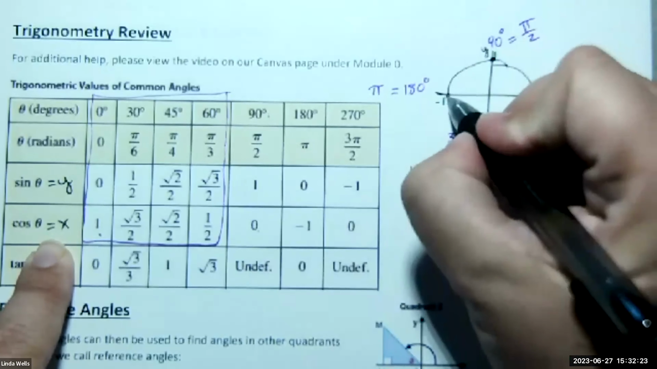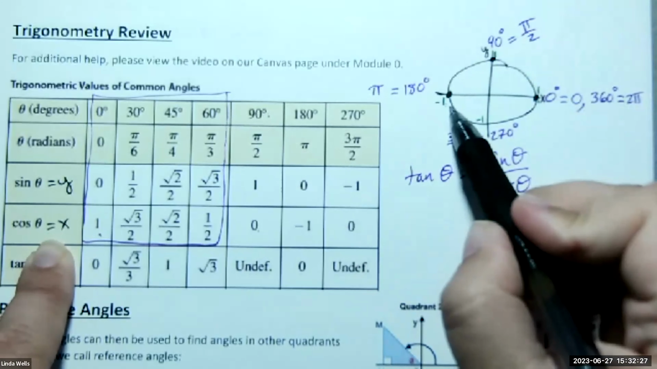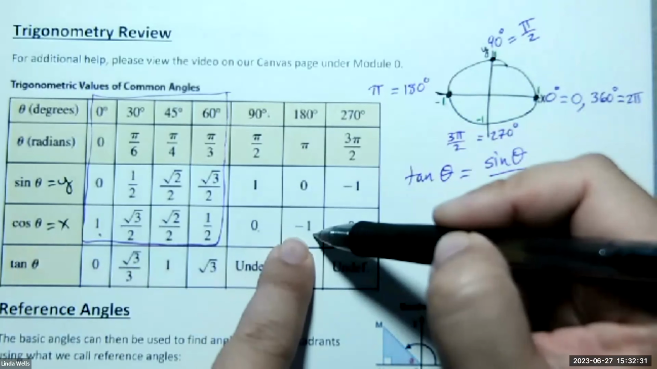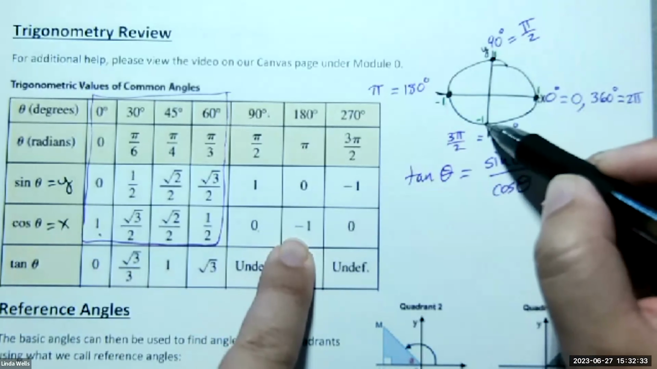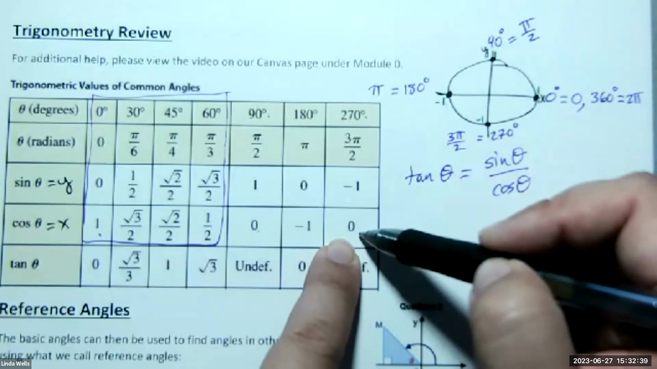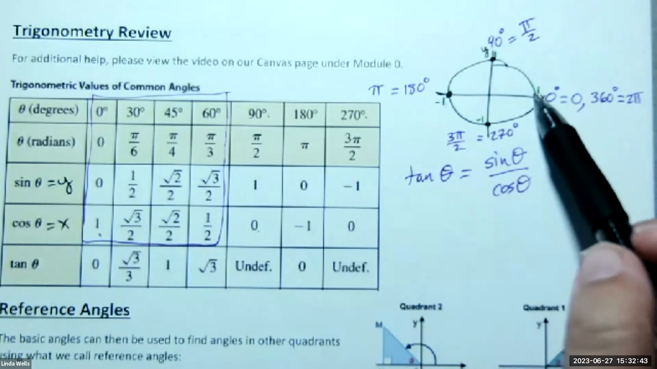And then over here, if you want cosine, you're talking about x. What's the x value over here? -1. So we go to 180, cosine, we get -1. We go down, what's the x value? Or the cosine value? 0. Is that okay? Same thing with sine. Sine is just the y value at each of those points.